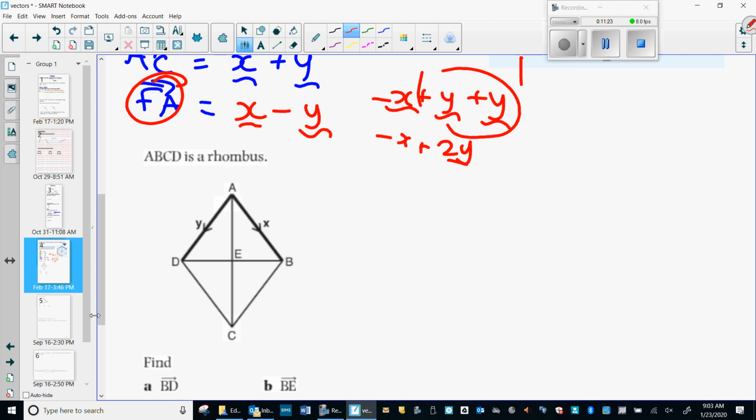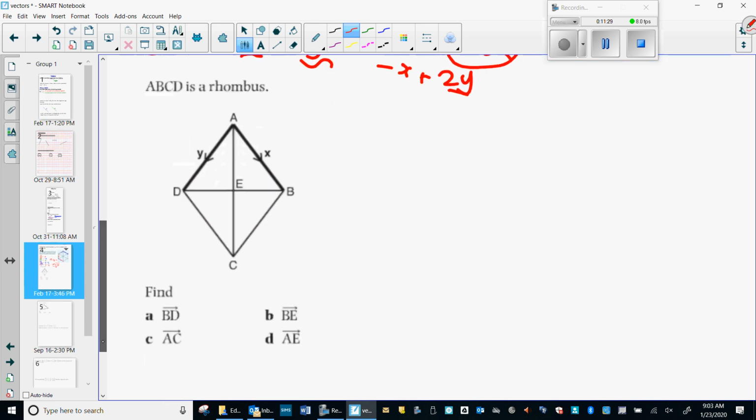Alright, A, B, C, D, these are a rhombus. Find B to D. So here, you can see X is going from here to here. So which other movement would be described by X? D to C, love it. And Y is going from A to D. What other movements? B to C, lovely jumping.